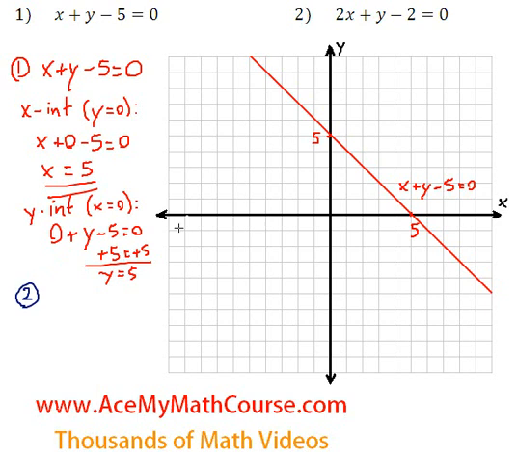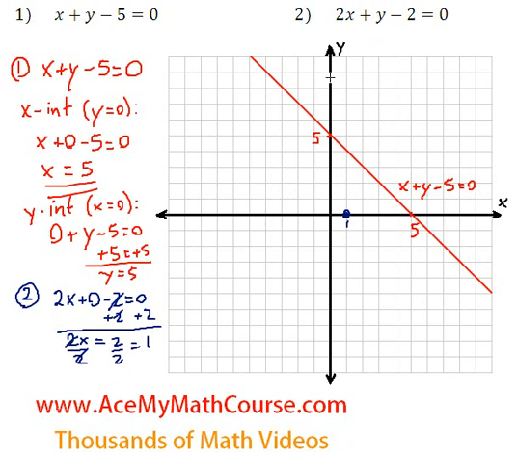So for the x-intercept, y is 0. So we have 2x plus 0 minus 2 equals 0. So I will add 2 to both sides of the equation. So 2x is equal to 0 plus 2, 2. Then I can divide both sides by 2. x is 2 over 2, which is 1. So that is the x-intercept, 1. What about the y-intercept?